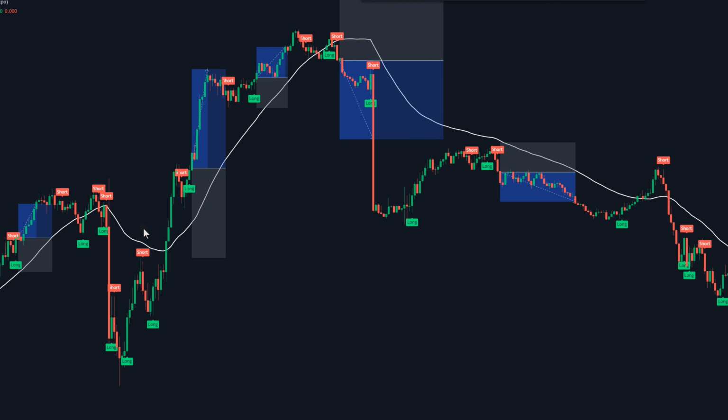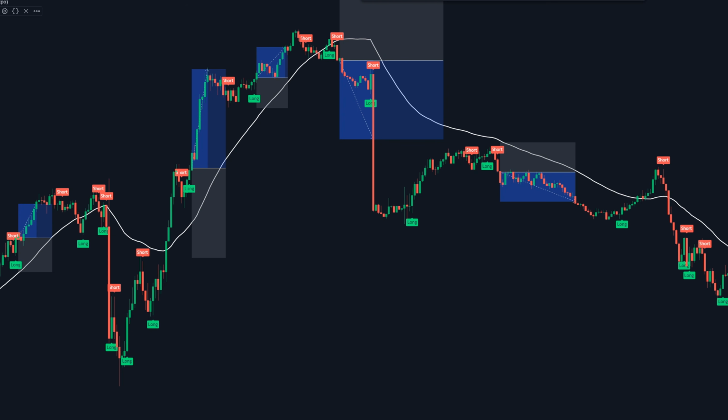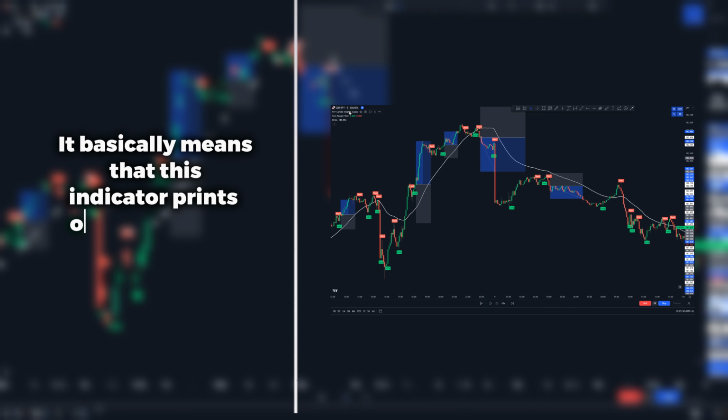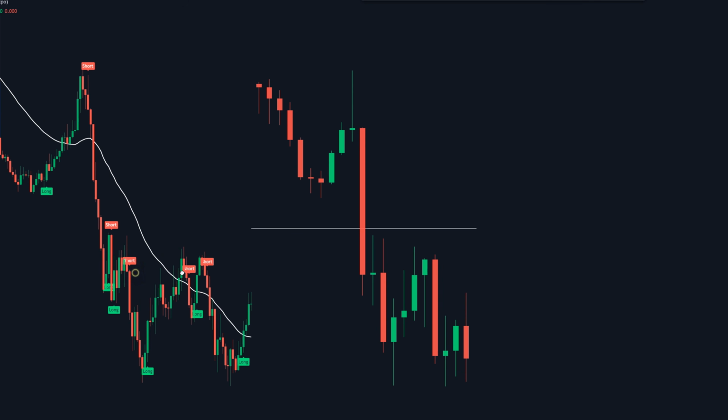Now, keep in mind that these two indicators, the DEMA and the Twin Range Filter, are the secondary indicators in this strategy. The main indicator that I used is this one called HTF Candle Insights, meaning higher time frame candle insights. If you're wondering what that means, it basically means that this indicator prints out higher time frame candles on your chart. The way it does that is like this.